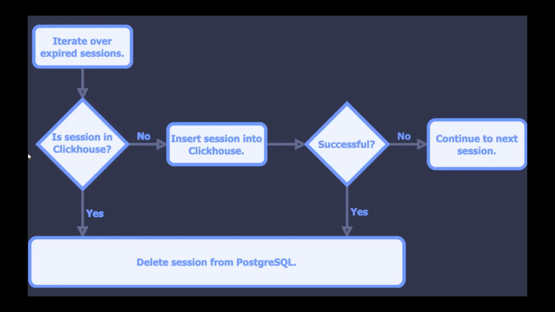As such, the only way for a move to not be atomic is for the insertion into ClickHouse to be successful and the deletion from Postgres to be unsuccessful. The harmless side effect of this scenario is a stray row in Postgres that will be safely eliminated during a future run of the session ender.